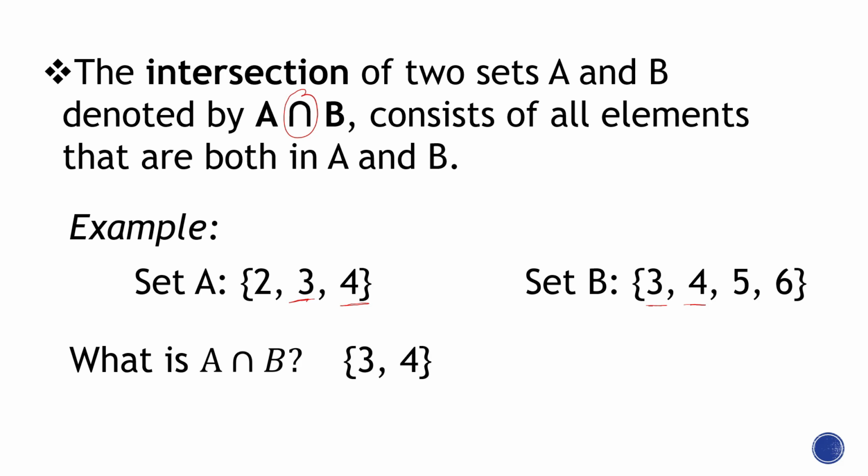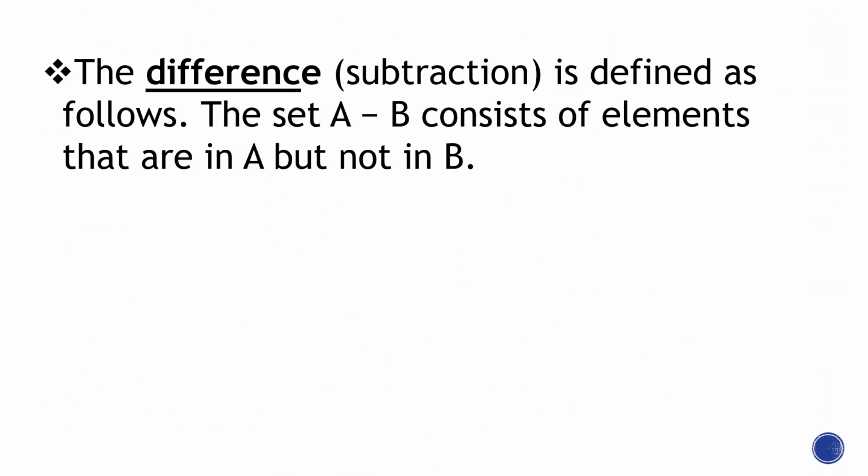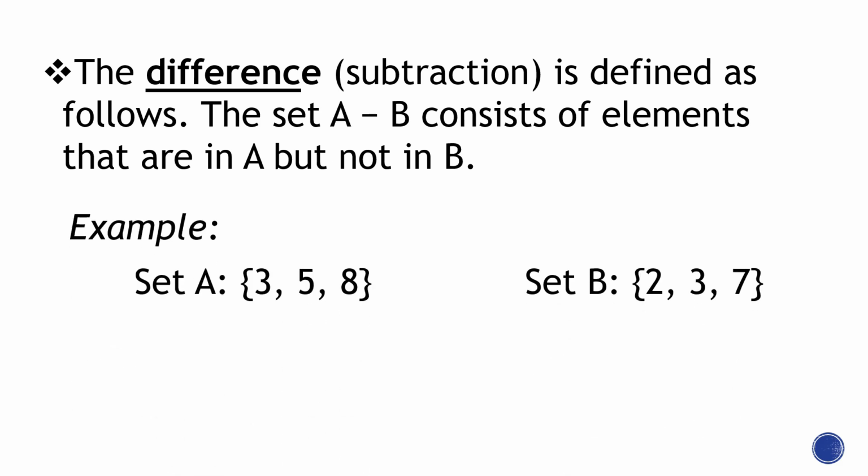Now let's go to the third one, which is the difference. The difference or subtraction is defined as follows. The set A minus B consists of elements that are in A but not in B. Let's see. So we have a set A which is 3, 5, and 8. And then we have a set B which is 2, 3, and 7.